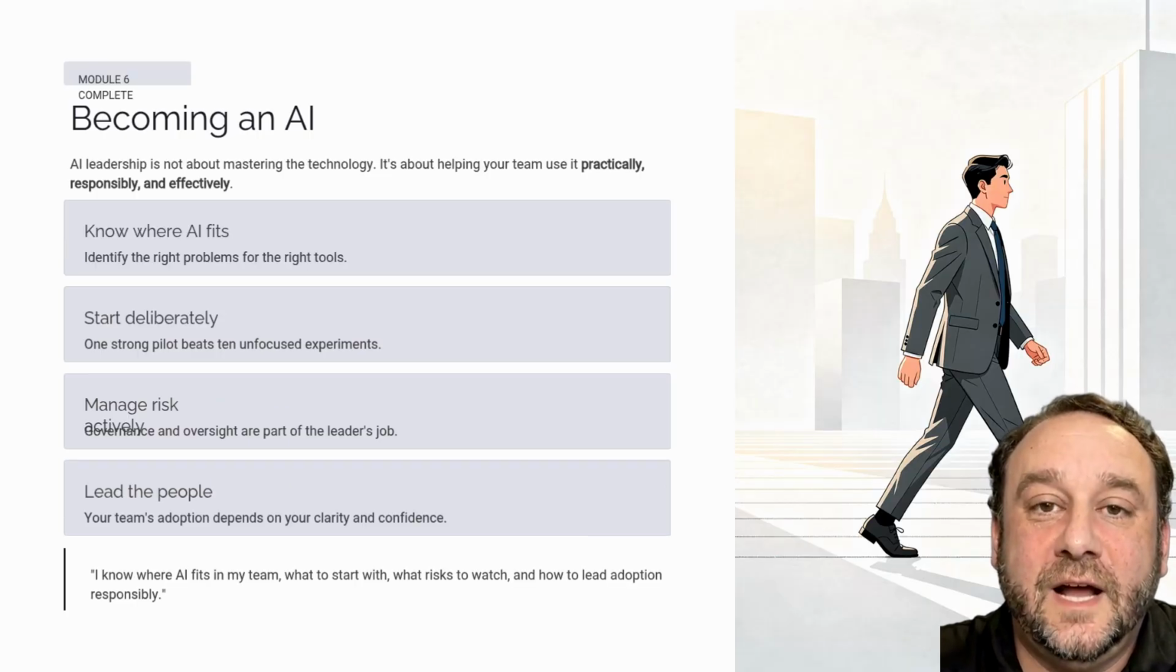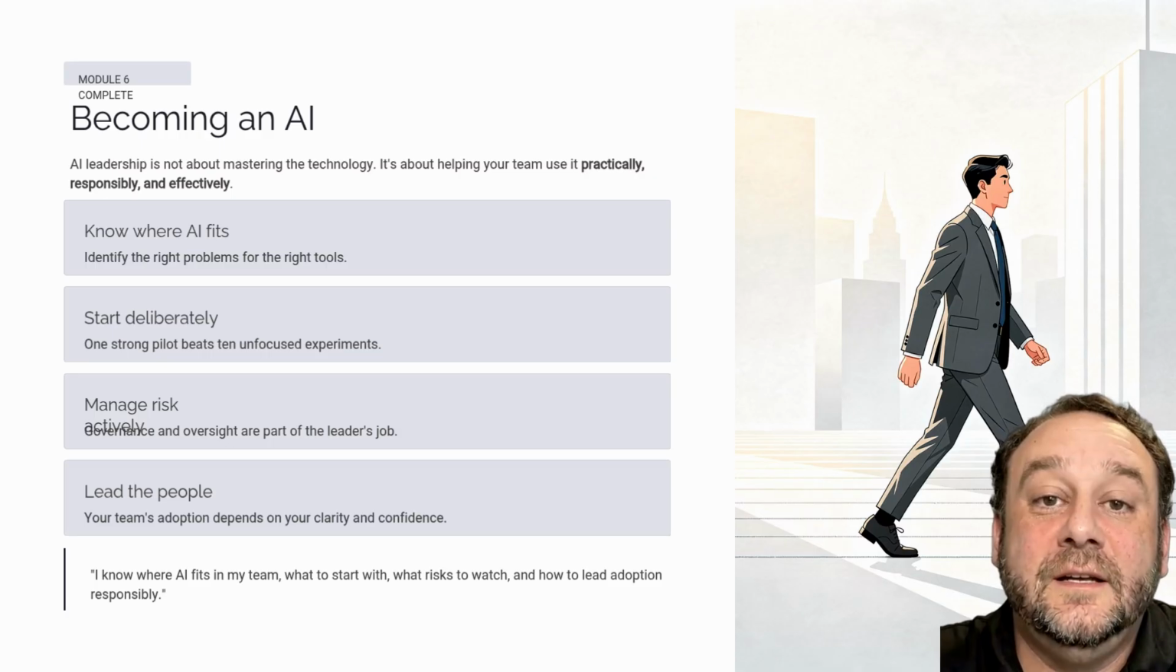Congratulations! You've now completed Module 6 of the AI Professional Certification Series, AI Certified Leader. This session is important because it expands the role AI plays in your thinking. Earlier modules focused on using AI yourself. This one focused on helping others use it well. That is a different responsibility, and it requires a different mindset.